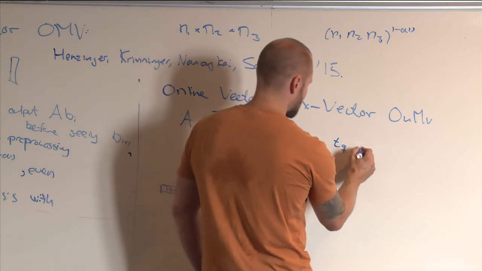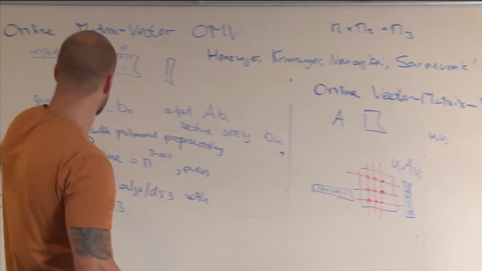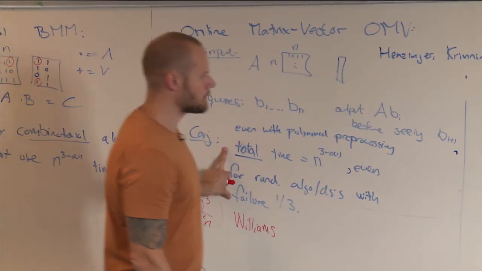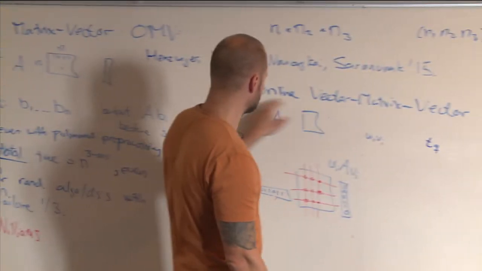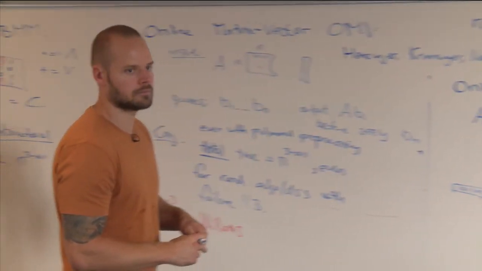Could you repeat what you're about to show? I'm about to show you that if you believe this conjecture, then this conjecture implies that this problem here, over a sequence of n pairs, also has to take cubic time.